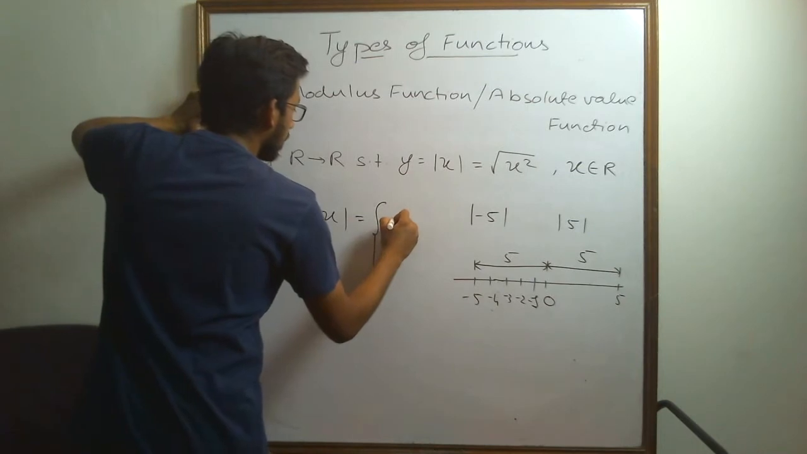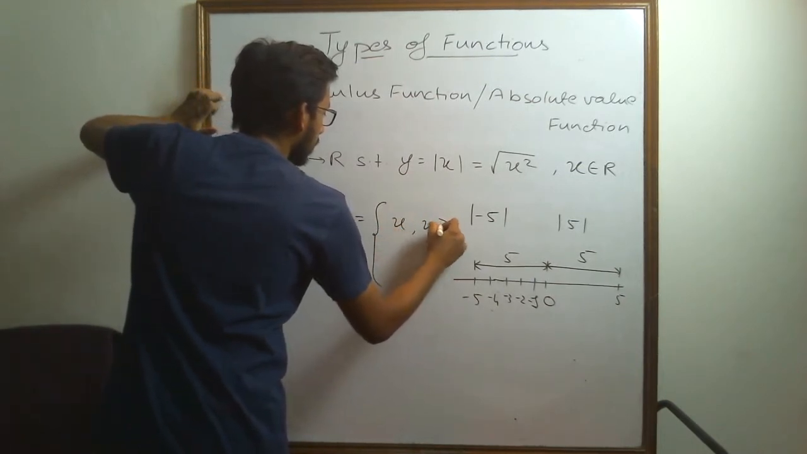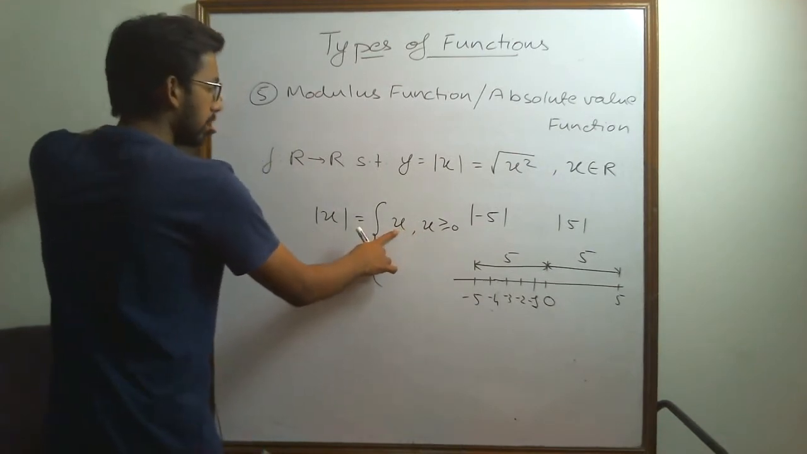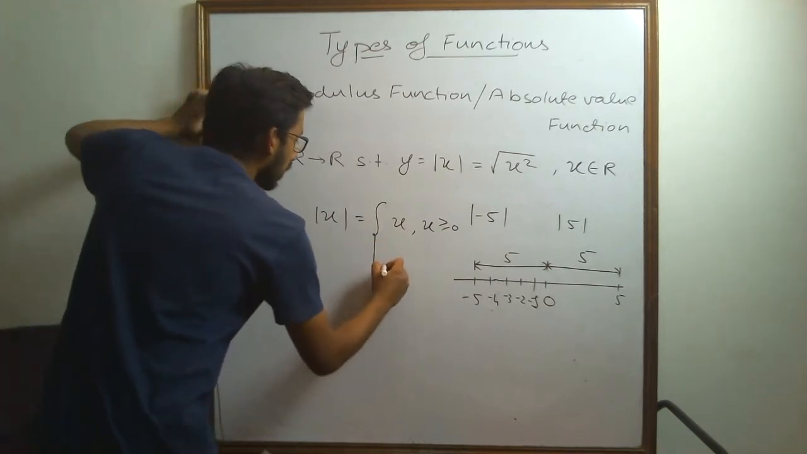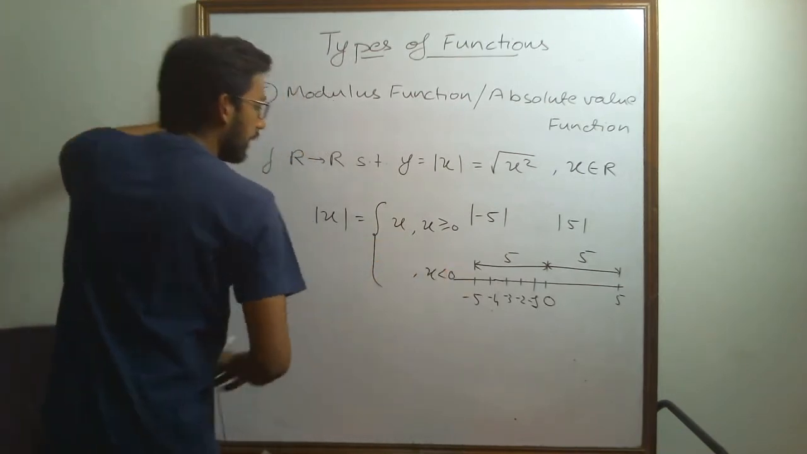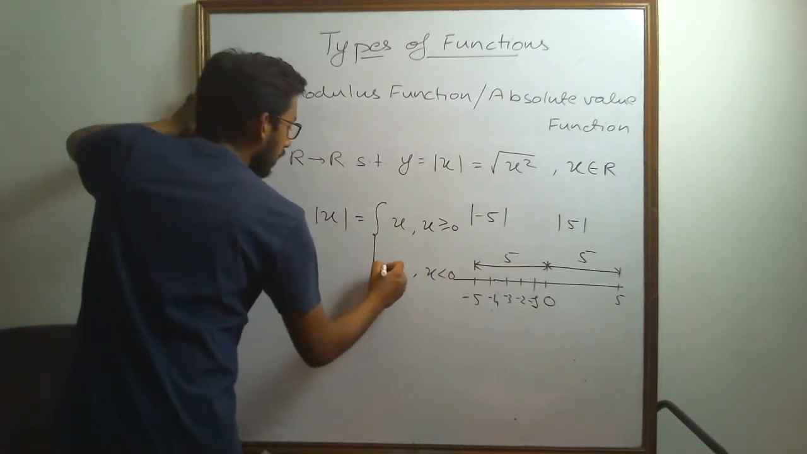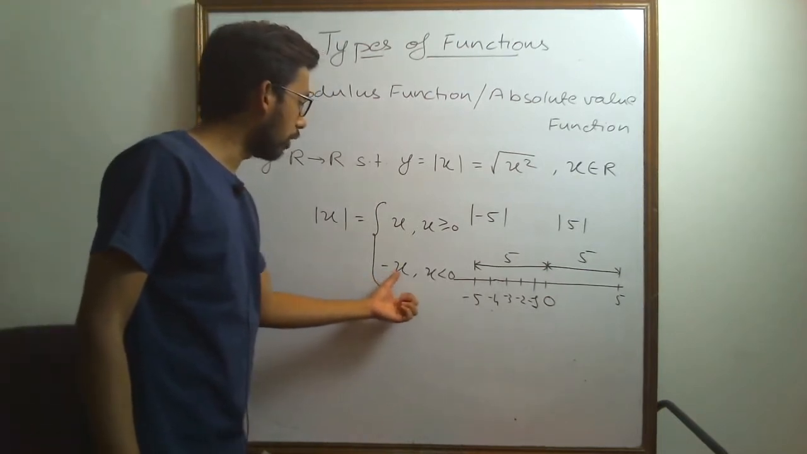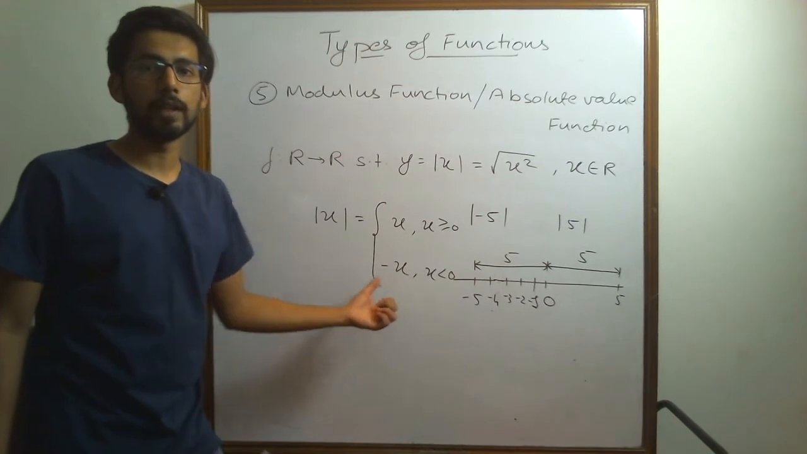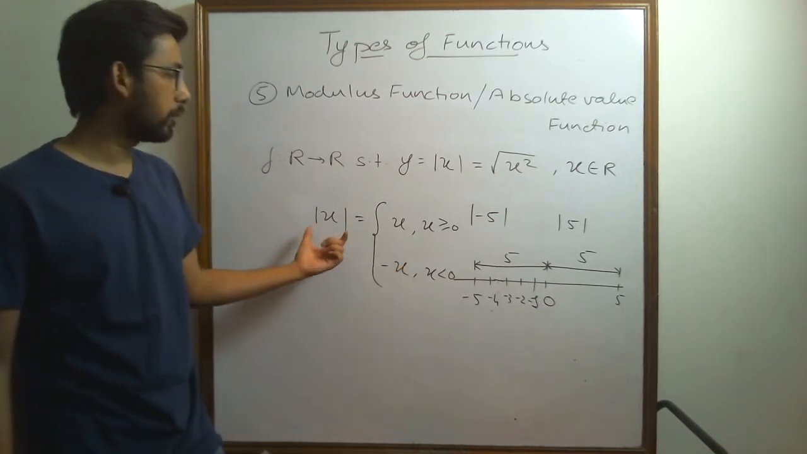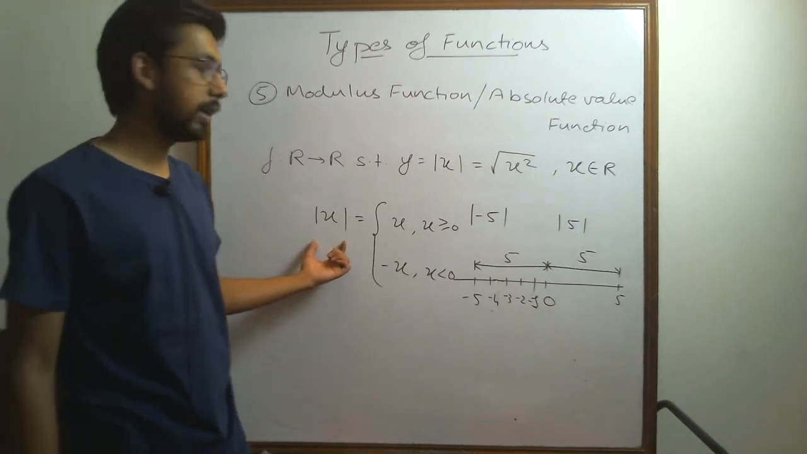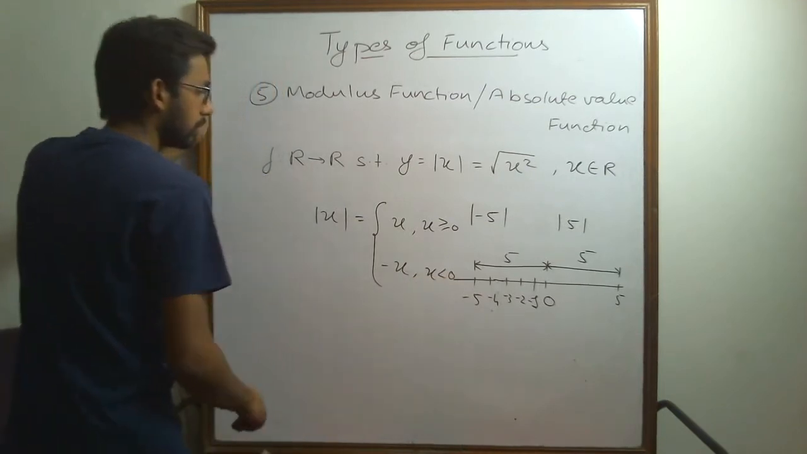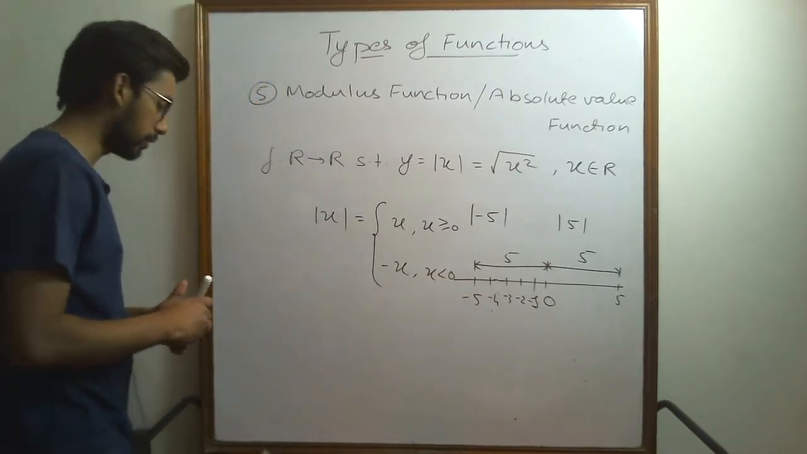Modulus x is equal to x for x greater than or equal to 0. Whenever x is positive or equal to 0, it will come out as x itself. For x less than 0, that means it is negative, it will come out with a negative sign. Why? Because negative sign of a negative number will in total give us a positive quantity, which is what we mean by the absolute value. Alright, so it is always positive. That's why we put a negative sign here if x is less than 0. This is how we define the modulus function.